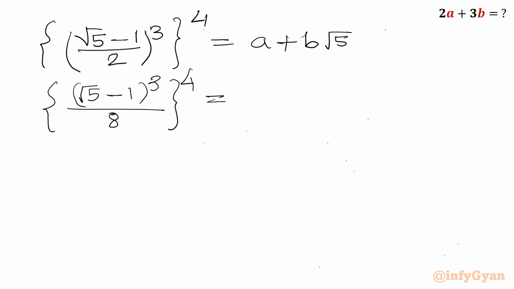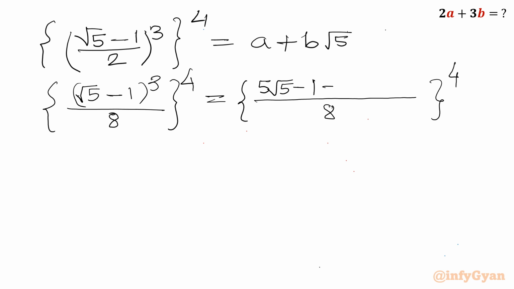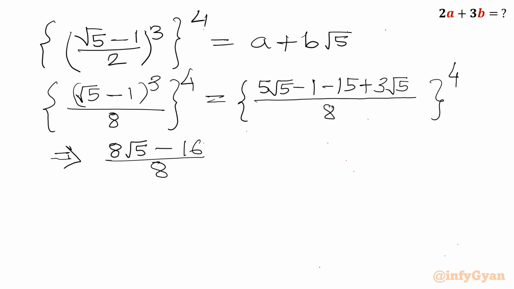Further, if I simplify LHS only, then I can write the a minus b whole cube formula inside this curly bracket. So if I apply it, a cube means root 5 cube, so 5 root 5, minus b cube, minus 3a square b, so 15, plus 3ab square, so plus 3 root 5. Now I will simplify. I will write 5 root 5 plus 3 root 5, 8 root 5. So 8 root 5 minus 16 divided by 8 whole power is now 4.